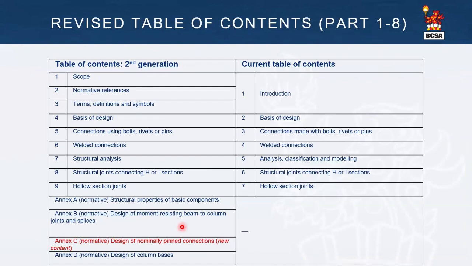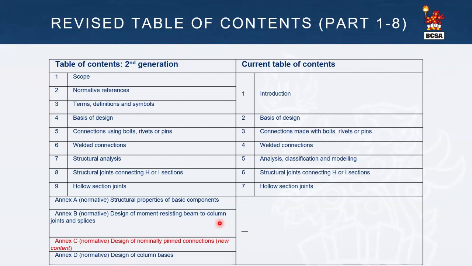So I move on now to part 1.1.8 for the design of joints. As for part 1.1, the table of contents has been revised to follow the first 4 common sections, and therefore the section numbers of the following sections are all increased by a factor of 2, obviously. There are 4 new annexes, but their content is not really new, other than Annex C for simple joints.